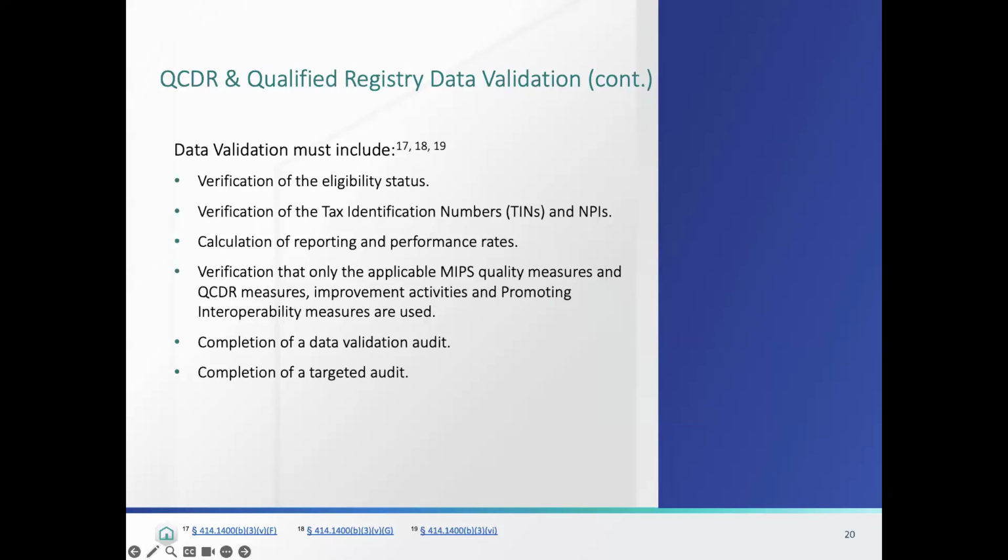Also, it uses a sample that includes at least 25% of the patients of each individual clinician, group, virtual group, subgroup, or APM entity in the sample, except that the sample for each must include a minimum of 5 patients and need not include more than 50 patients. Also, to clarify the data validation audit sample, if you're submitting data for 2025 and you have less than 10 of whatever submission type, whether that be individual clinicians, groups, APM entities, subgroups, or a combination of those, you must audit all of those submission types.